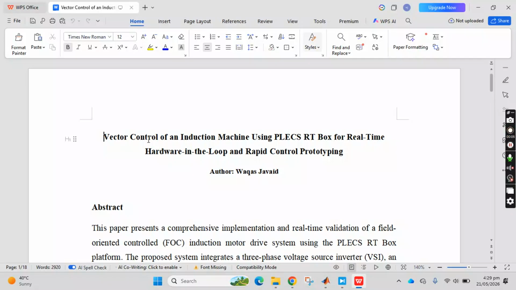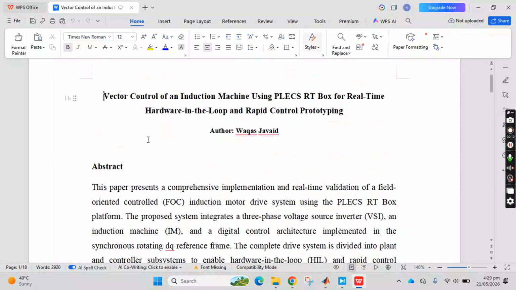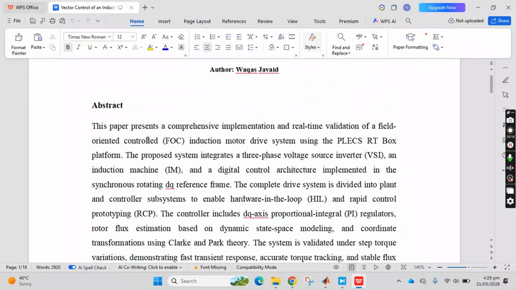So this article is related to vector control of an induction machine using the PLECS RT Box for real-time hardware-in-the-loop and rapid control prototyping. In this article, we have developed the complete real-time validation of a field-oriented control induction motor drive system using the PLECS RT Box. The proposed system integrates a three-phase voltage source inverter, an induction machine, and a digital control architecture implemented in the synchronous rotating DQ reference frame.